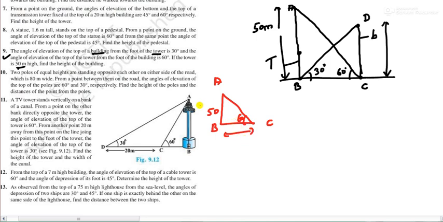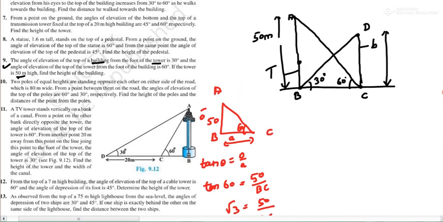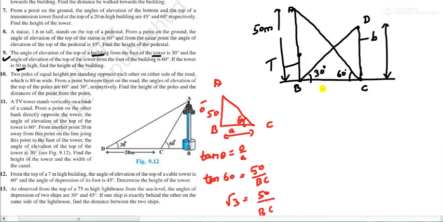How? This is theta, so this is opposite and this is adjacent. So you need O and A, that is, you will get it from tan theta is equal to O by A. So tan 60 is equal to O, that is 50, divided by A, which is BC. What is tan 60? It is root 3, which is equal to 50 by BC. So BC will be 50 by root 3. This is BC, that is the base. Next we need to find this one.